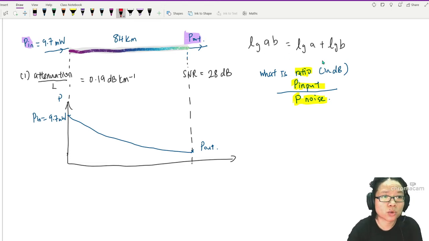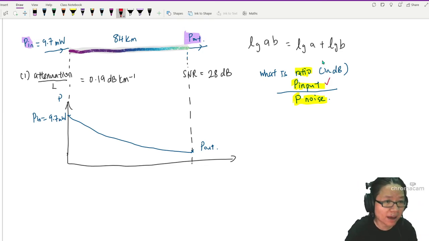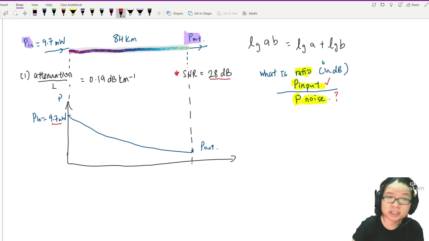Now, in this case, we want to find input to noise. So we need two power values. We need the input, which we already have, and we need the noise, which we don't have. So we're going to find the noise power. What I know about noise is that the signal to noise ratio is 28 decibel here. So I'm going to use this one to find the noise power.